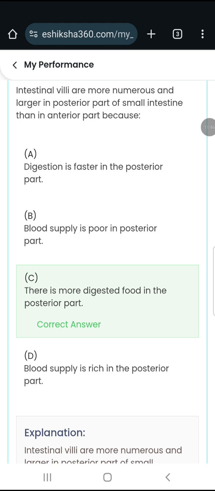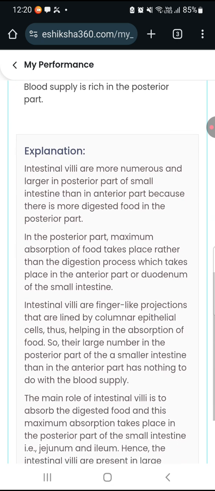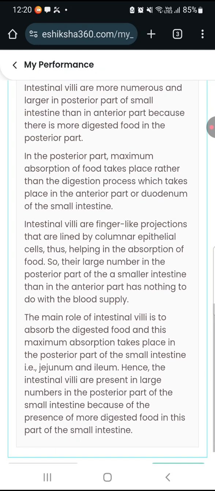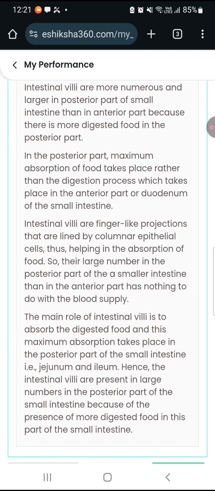Question: intestinal villi are more numerous and larger in the posterior part of the small intestine than in the anterior part because? Answer: there is more digested food in the posterior part. Explanation: intestinal villi are more numerous and larger in the posterior part of the small intestine than in the anterior part because there is more digested food in the posterior part.